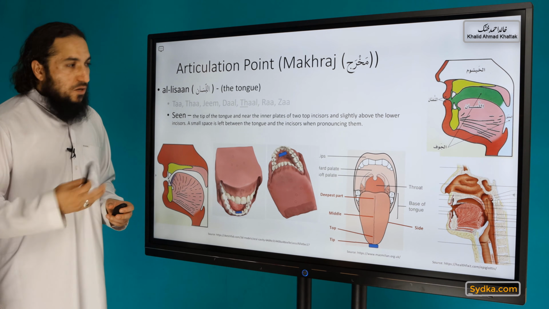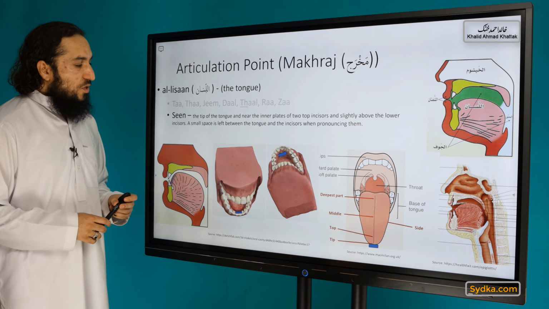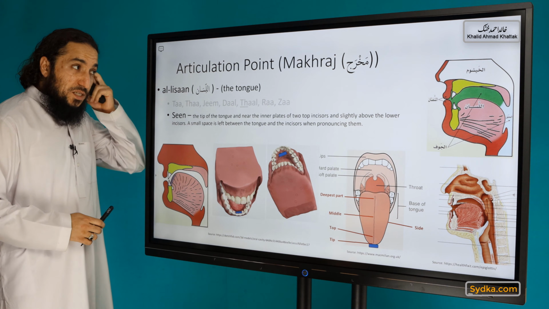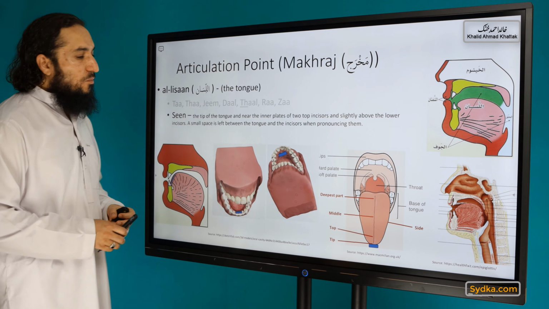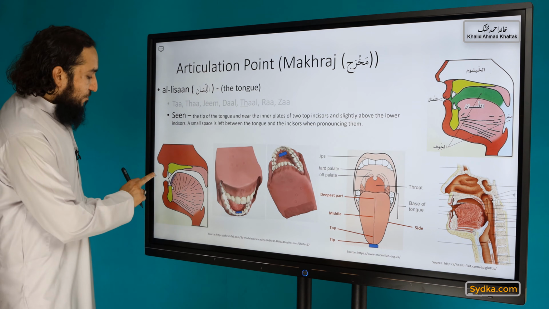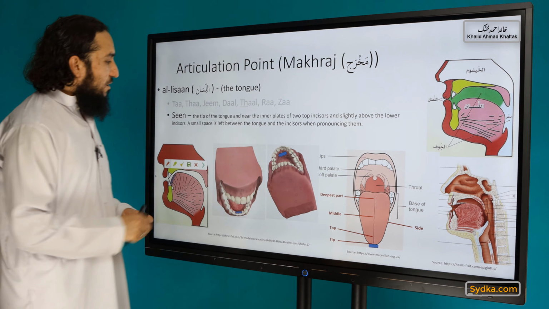It is one of the tongue letters. Al-Lisan is the Makharij for it, the articulation point, and its articulation point is similar to that of Za, but the Sifaat is different, so that will make a different sound. I'll just read that through and then explain it practically.